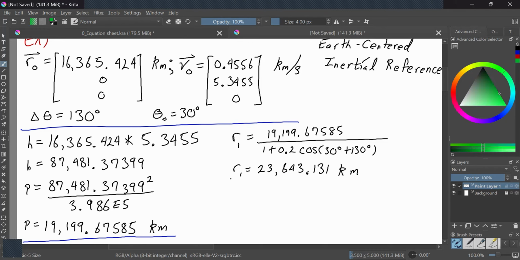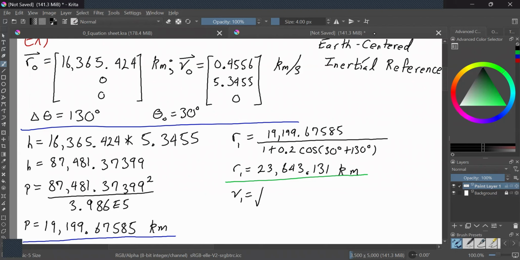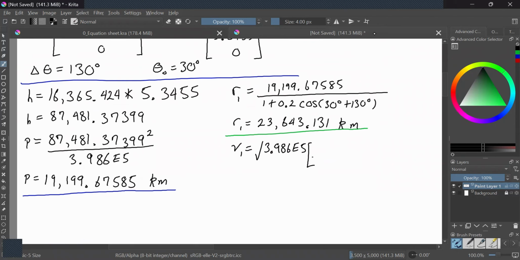I will use green. And we also want the scalar velocity at that point, which is this equation down here. So we want the square root of 3.986 times 10 to the 5th times 2 over the radius. So I'm going to start with the radius.